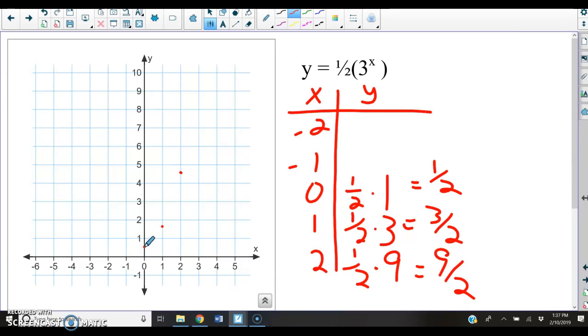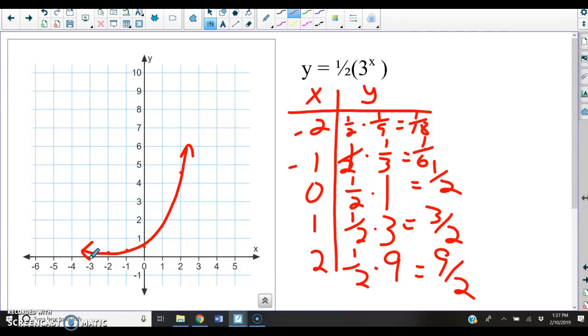1/2. What happens when we go to the -1? So that's going to be 1/2 times 1/3 for 1/6. And this will be 1/2 times 1/9 for 1/18. Well, that got teeny tiny in a hurry. But notice your domain. You can still put anything you wish in for x. Okay, but your range is still going to be positive values. What did the 1/2 do? It affected where we started.